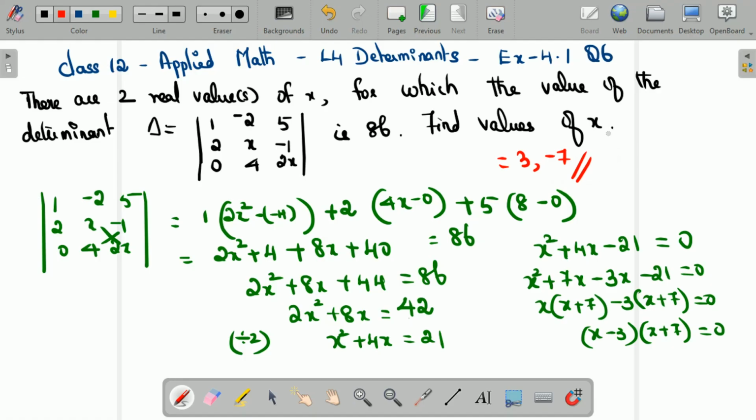So these are the values of x for which the value of this determinant is 86.